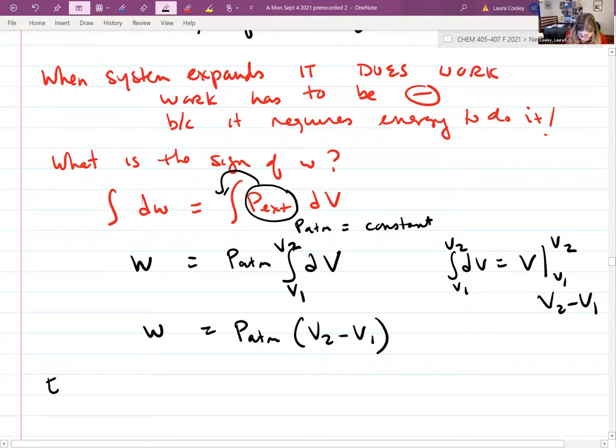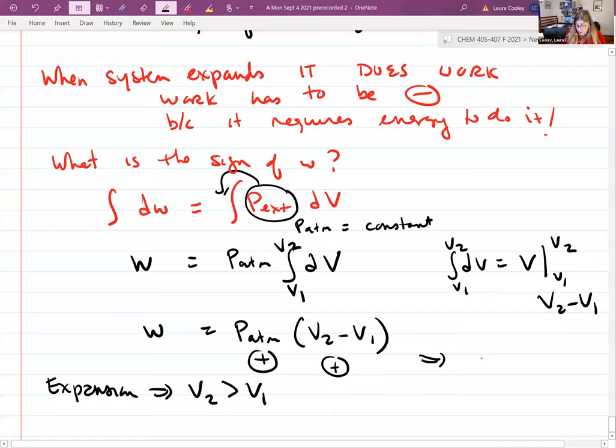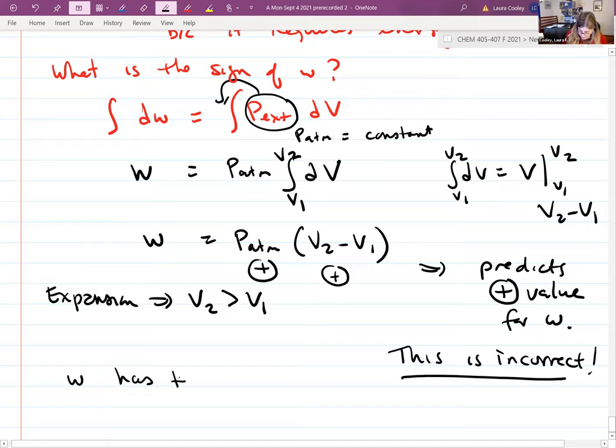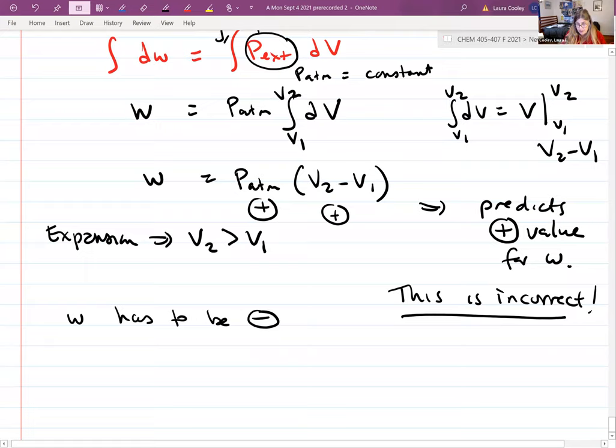If it's an expansion, that means that V2 is greater than V1, so this would be positive. And of course, the pressure is positive. So this predicts a positive value for the work. But we know that the system is doing that work. This is incorrect. It's incorrect because we know the work has to be negative, because the system is doing it, so the system has to supply the energy for it.